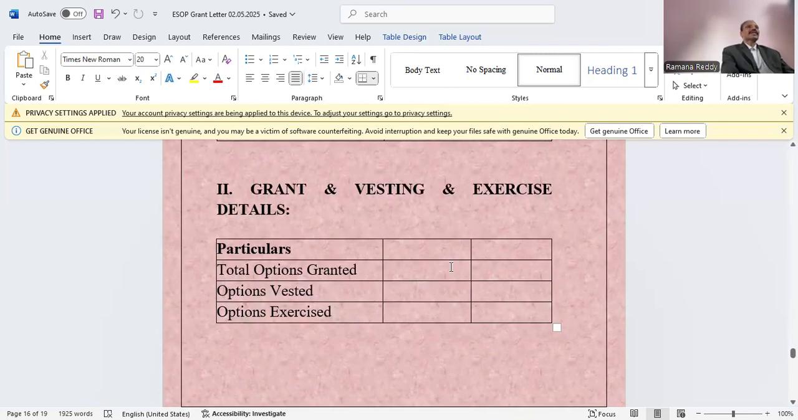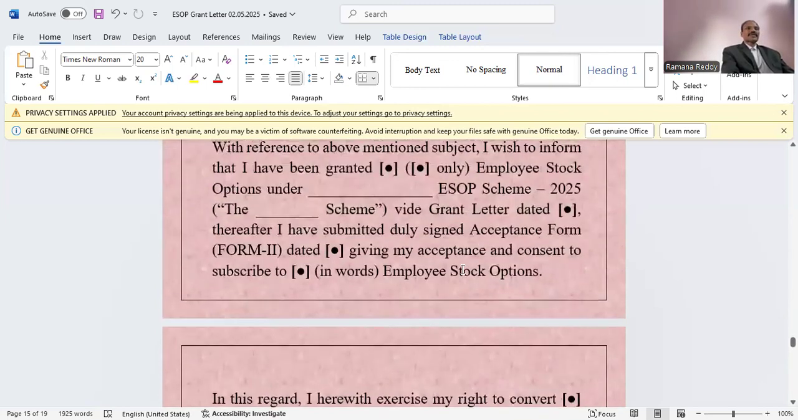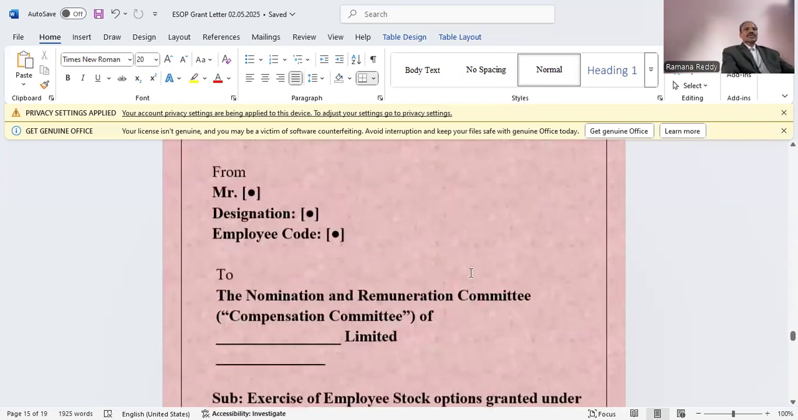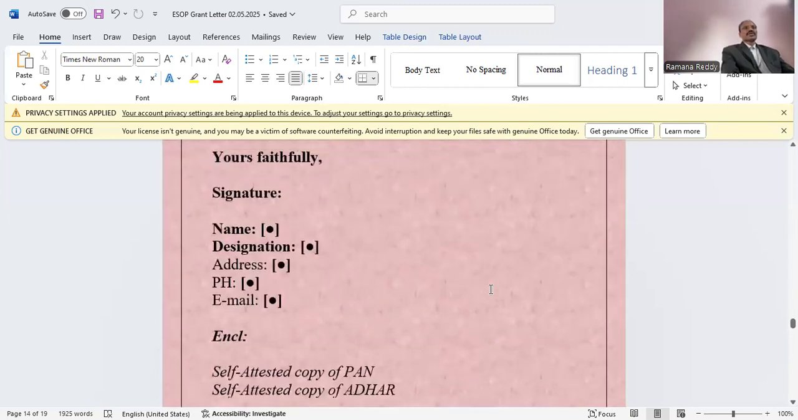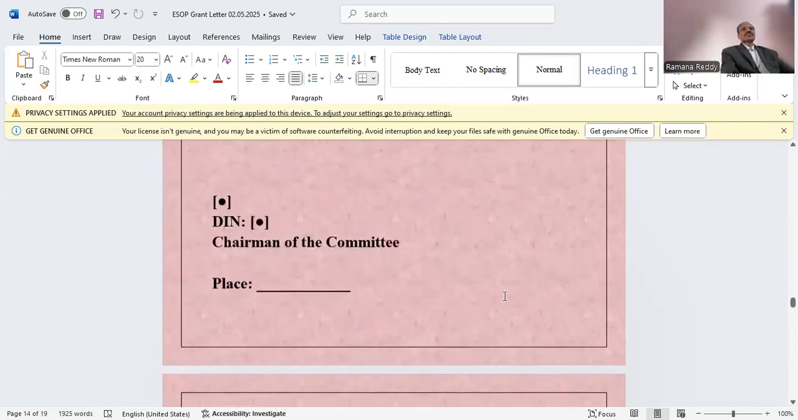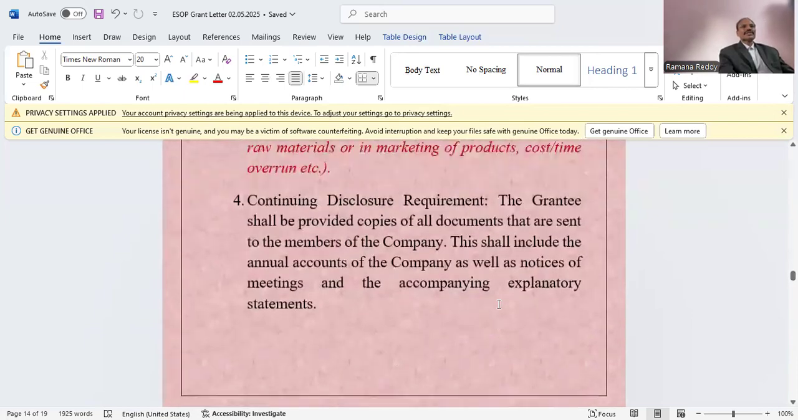I explained in detail about the grant letter in line with the Companies Act 2013 and in line with the SEBI Share Based Employee Benefits and Sweat Equity Regulations. The regulations also clearly mention what the content should be. So all the details are provided. If you still have any doubts, you can drop your queries.